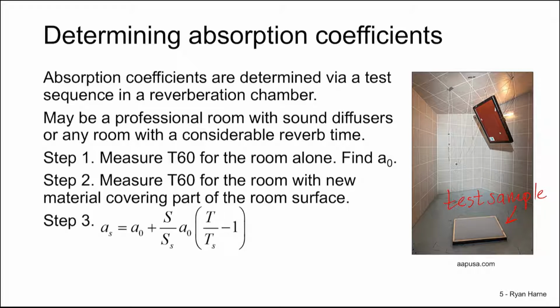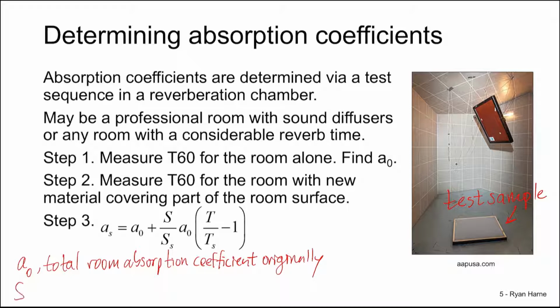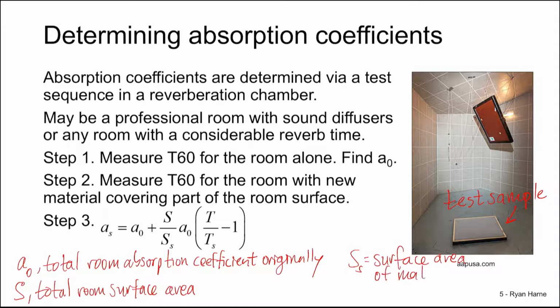The absorption coefficient in a given octave band, A sub s, of that unknown material, is equal to A0, the total room absorption coefficient without anything in it, plus S, total room surface area, divided by S sub s, surface area of material, multiplied by A0, multiplied by T, the T60 originally, divided by T sub s, the T60 after we apply the treatment.